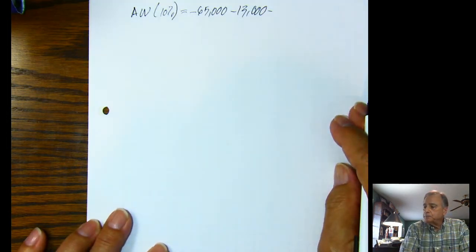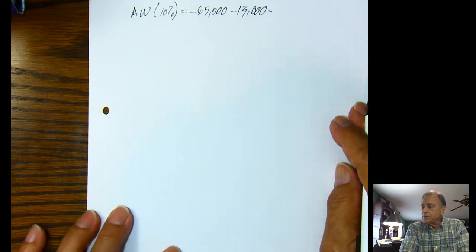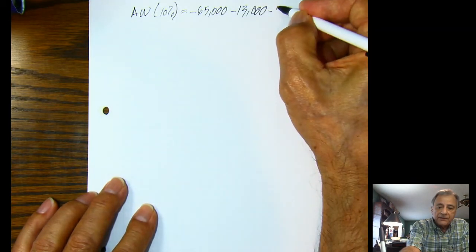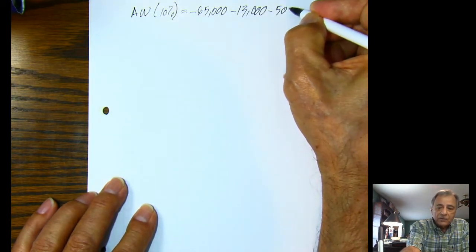And that's going to give you minus $5,020.